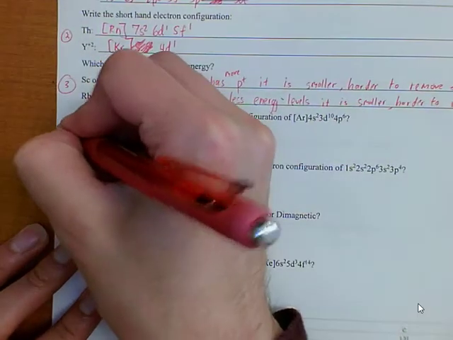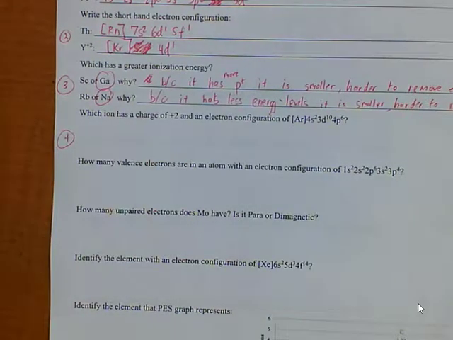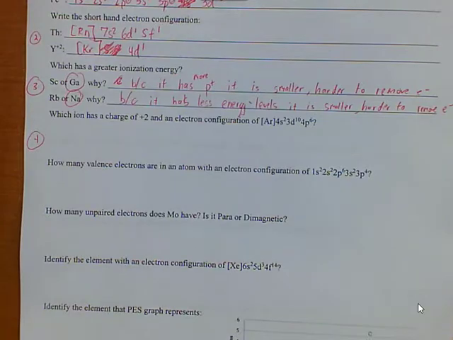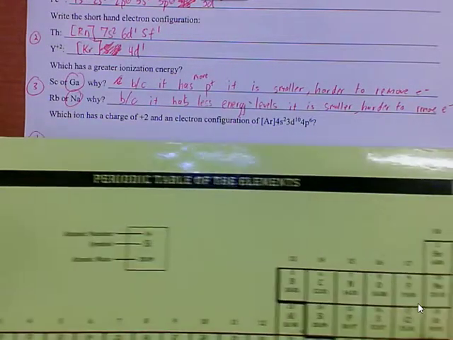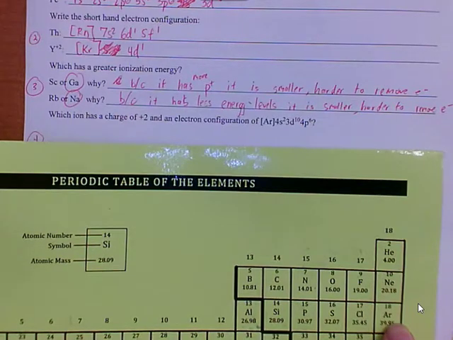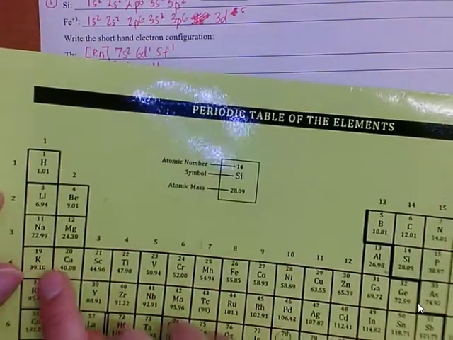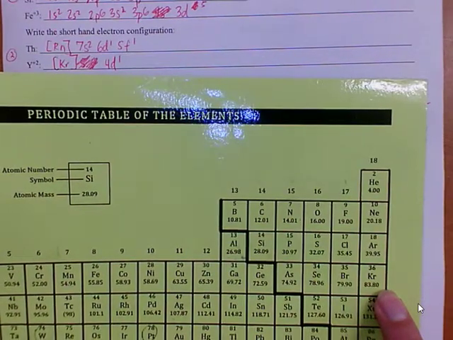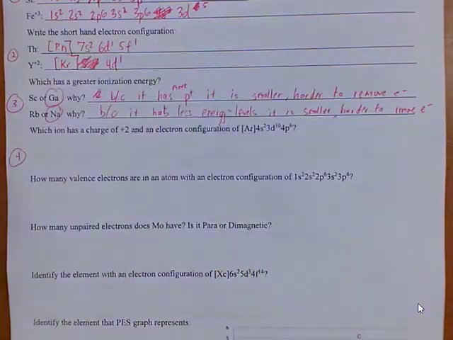All right, number 4. Which ion has a charge of +2 and an electron configuration of Ar 4s2, 3d10, 4p6? Okay. So first let's just figure out what element that is. So starting with argon here. There's argon. We have 4s2, 3d10, 4p6. So we're at Kr. Okay, so Kr.